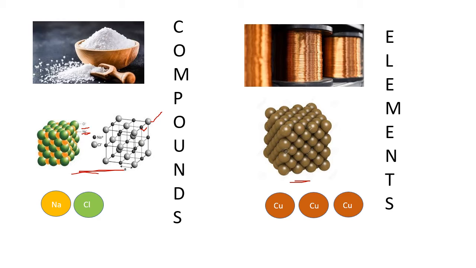such structures like NaCl, such substances which are made up of two or more different types of atoms are called compounds, whereas the substances which are made up of only one type of atom are called elements. Okay, so I hope it is clear what elements are. We are going to study in detail about these elements further.